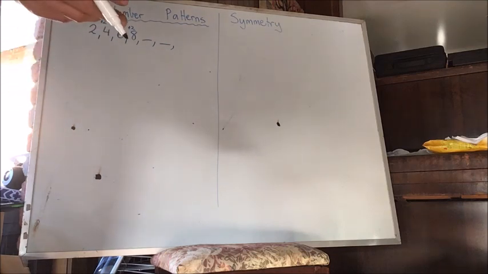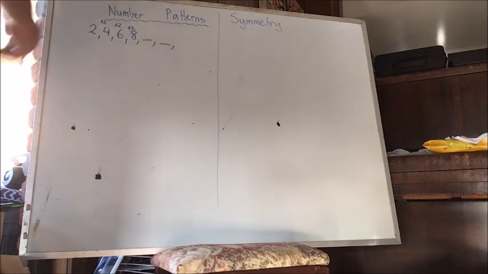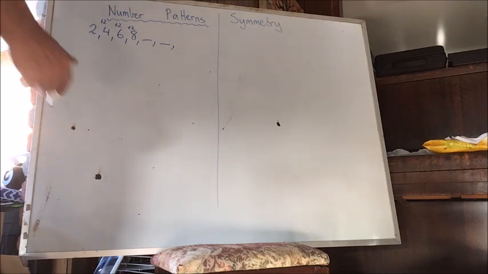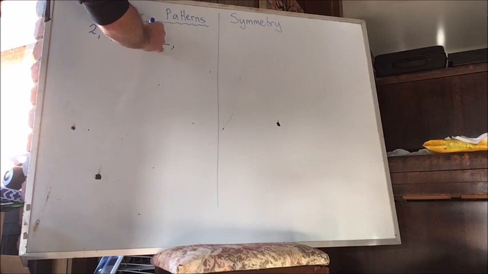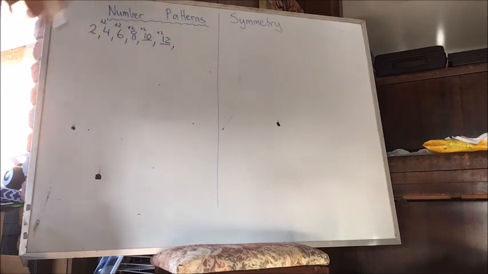Okay, so if all three of those have been plus 2, that means the next numbers in the pattern also have to be plus 2. So then 8 plus 2 is 10, and 10 plus 2 is 12. Okay, now that's the number patterns at its basic, so we sort of work out what's happening there.